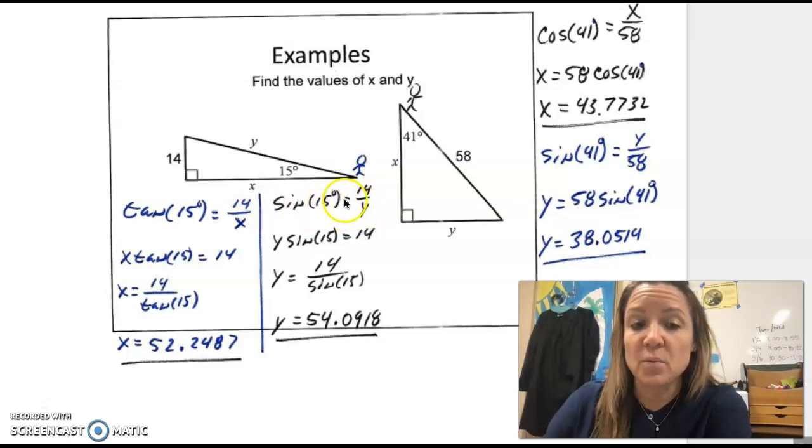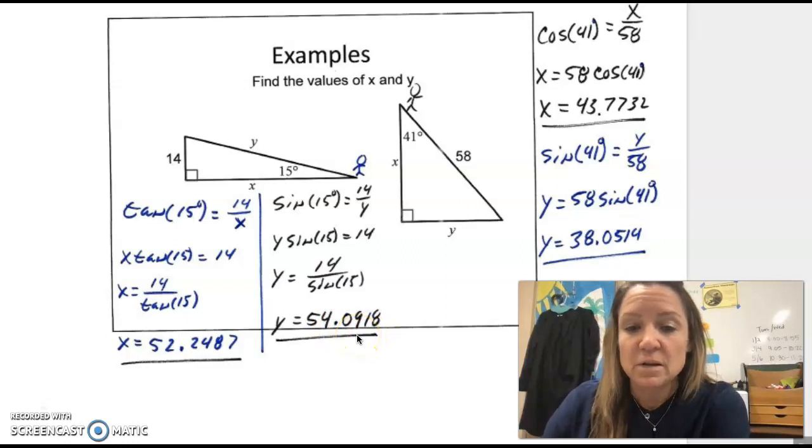And again, make a proportion and do the cross product. So 1 times 14 is 14, y times the sine of 15. Divide both sides by the sine of 15. Punch it in your calculator. You should get 54.0918. Okay?